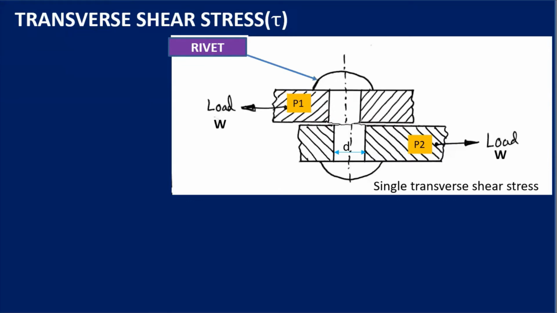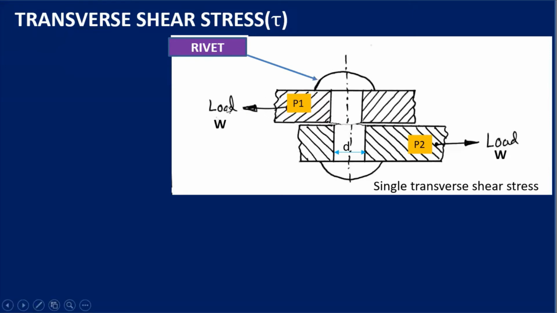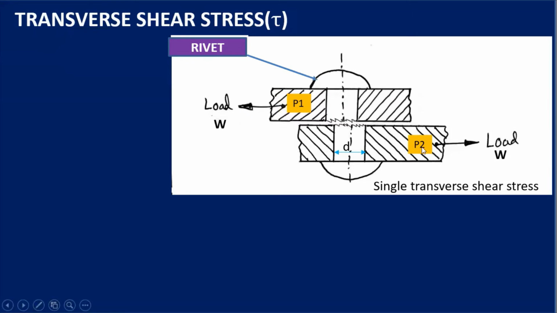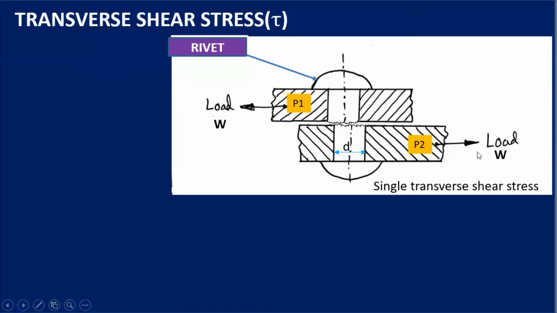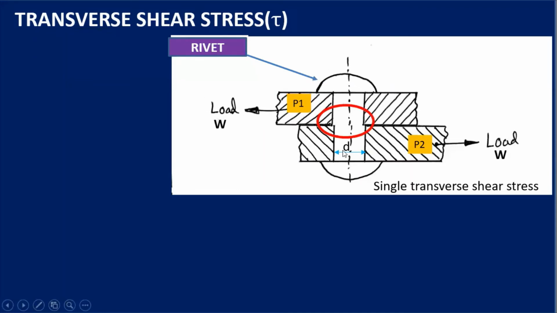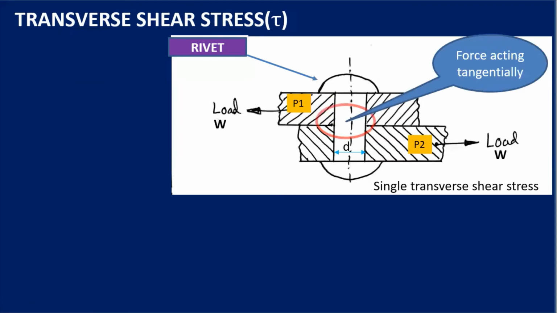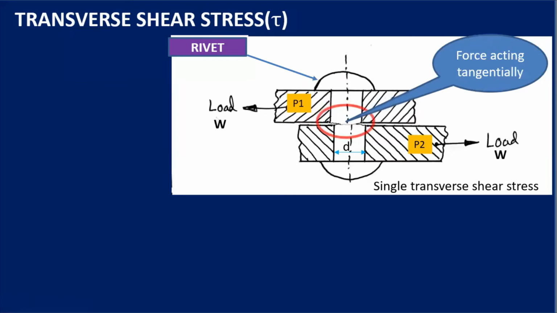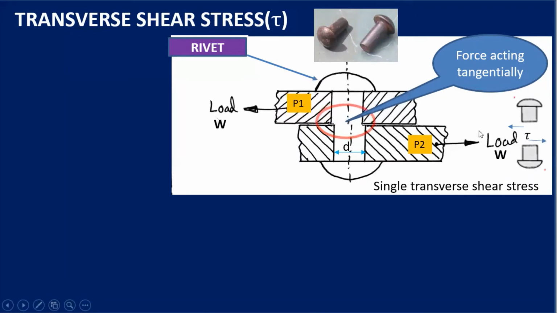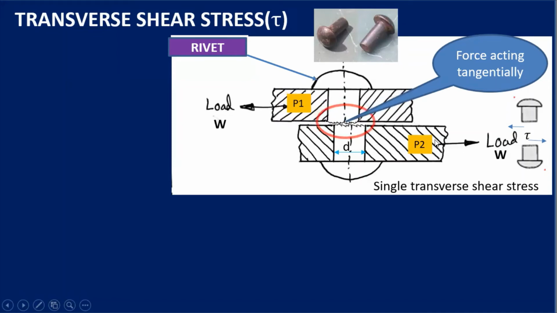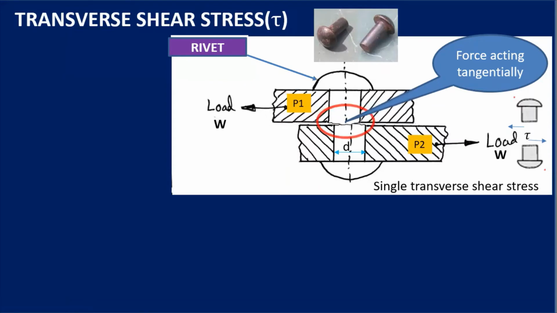Now load W is applied, and it will act towards the left side, and on plate 2 the load is acting towards the right, due to which it slides. Because of that, the rivet breaks at the junction into two parts, right? Shearing takes place here, and this is due to the action of two equal and opposite forces which act tangentially.